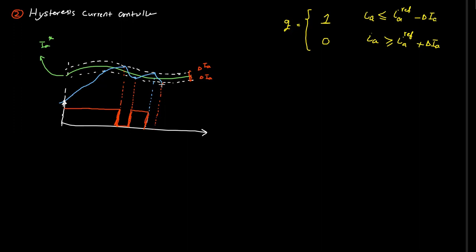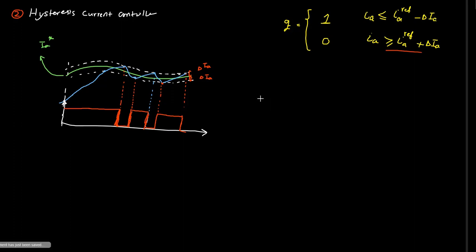So at this point I am in the IA minus delta IA reference, so the switch must go to on. And the last one, let's assume it hit the boundary here. So now this switch is on until this point. Now at this point I am in this boundary. IA is equal to IA reference minus delta IA, so the switch will turn off.